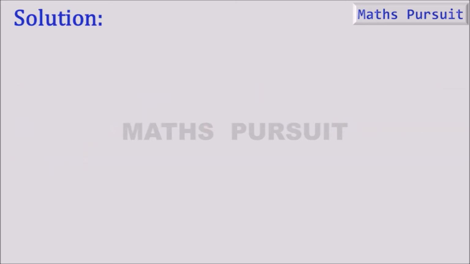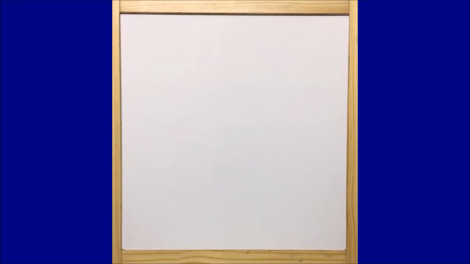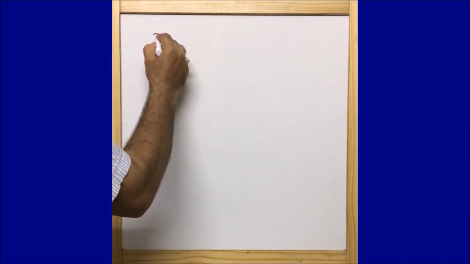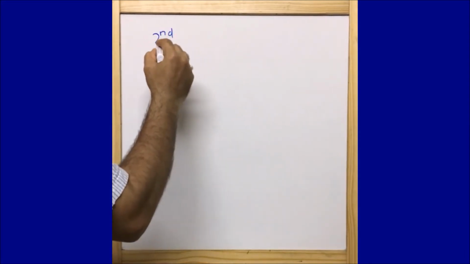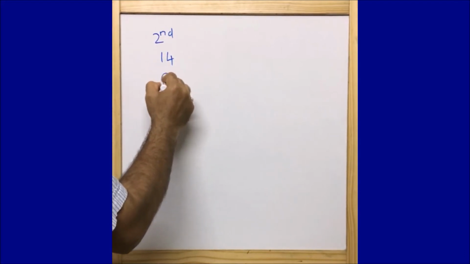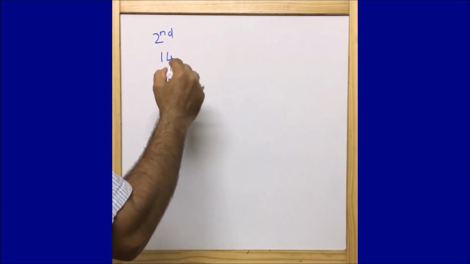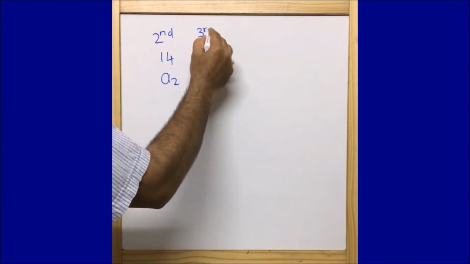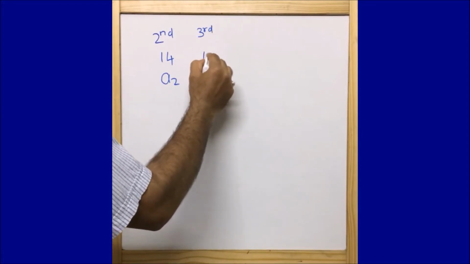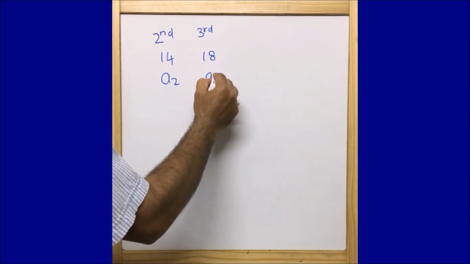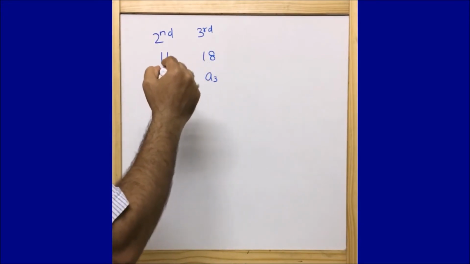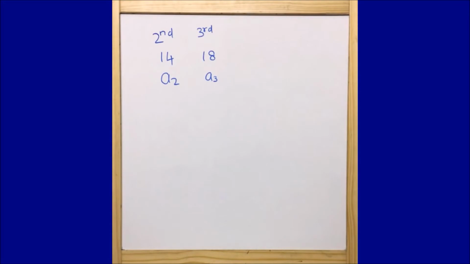Now moving on to the solution. As per this question, we need to find the sum of the first 51 terms of the arithmetic progression where they have given the second and third terms as 14 and 18 respectively. So let us note down what we have. They have given the second term as 14, which I can write as A2, and the third term as 18, which I can write as A3, and we need to find the 51st term.